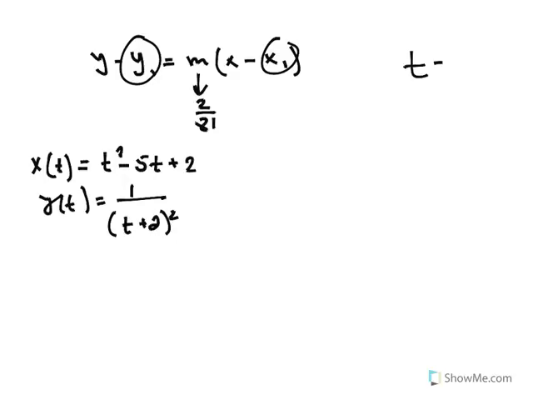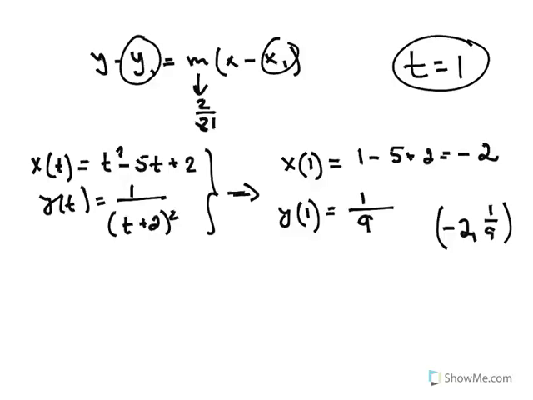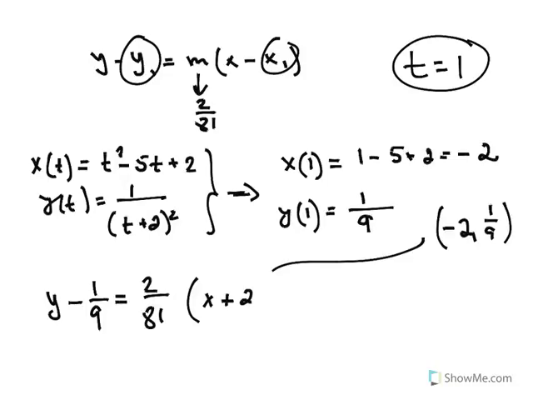Now, if t is 1, that's what they give you, then the x-coordinate when t is 1 is going to be 1 minus 5 plus 2, which is negative 2. And the y-coordinate, when the parameter t equals 1, is going to be 1 over 9. So we have our point, negative 2 comma 1 over 9. So finally, our equation is going to look like this. Y minus 1 over 9 equals the slope that we got, 2 over 81, and x minus, but plus, because the x value is negative. And that's it.